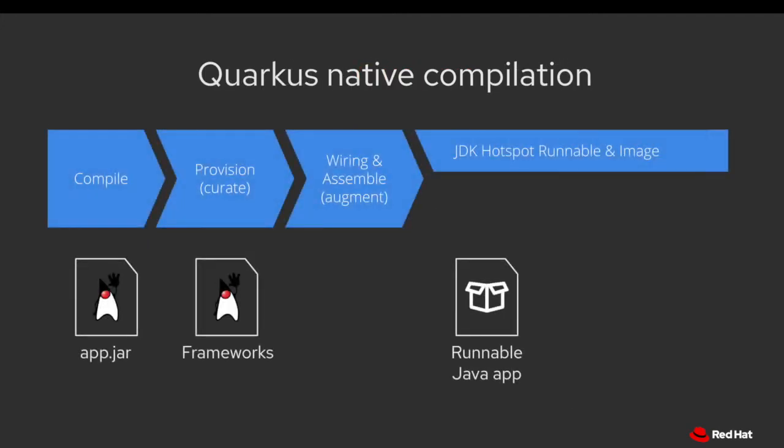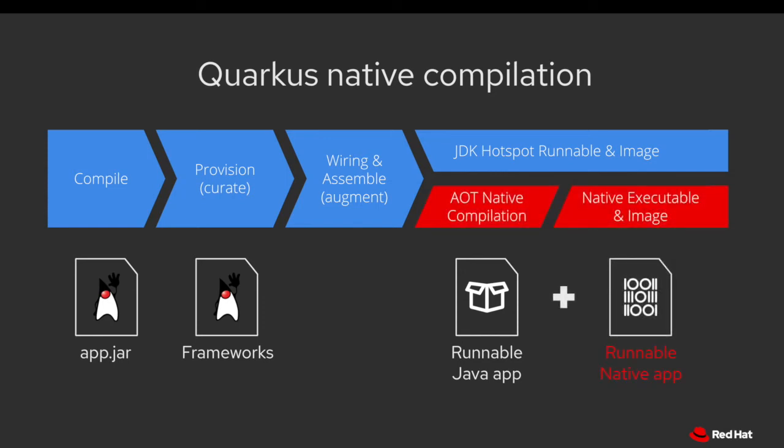So Quarkus compilation, narrowed down a little bit. First you need to compile to create the thin jar and the provision is created. And then you can run the JDK HotSpot runnable image. And also you can have native compilation along with the ahead-of-time strategy. And in the end, you can have a native executable file like the Go programming language platform. And then you just run that application without a JVM.